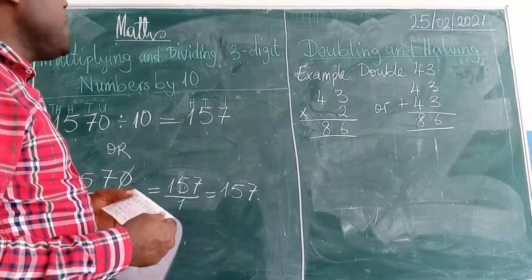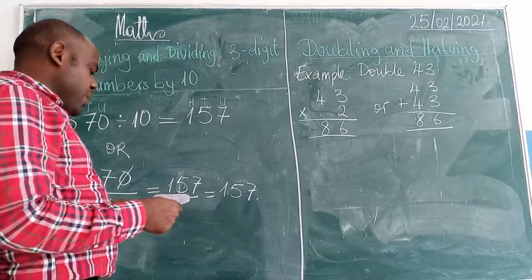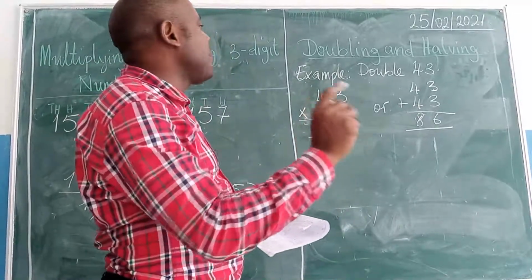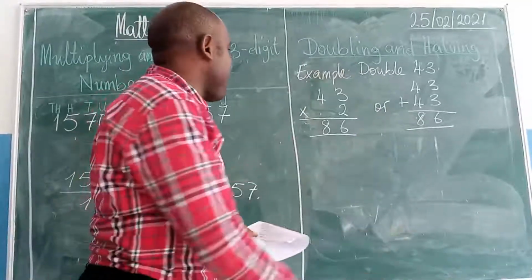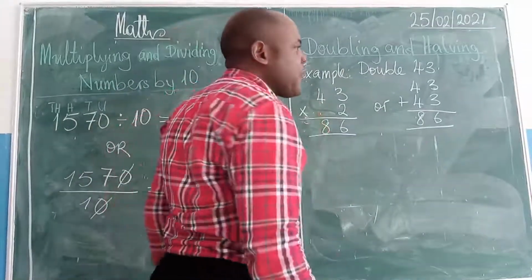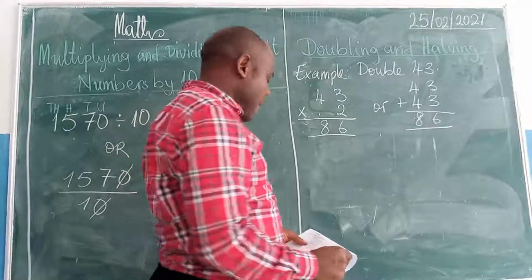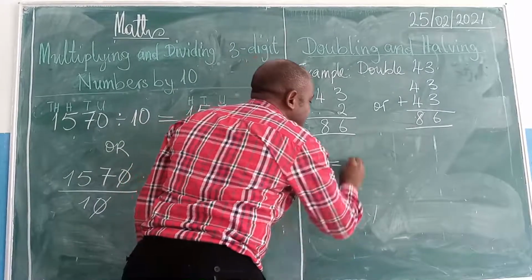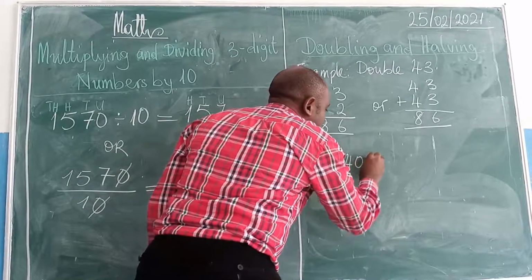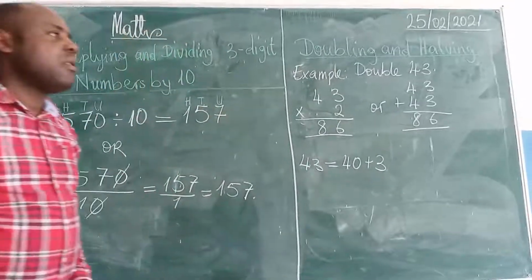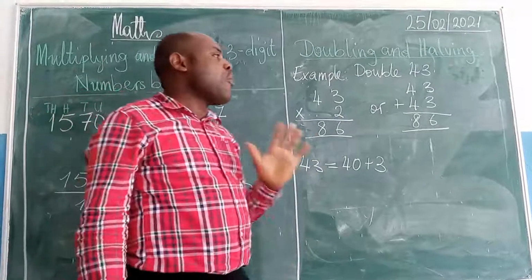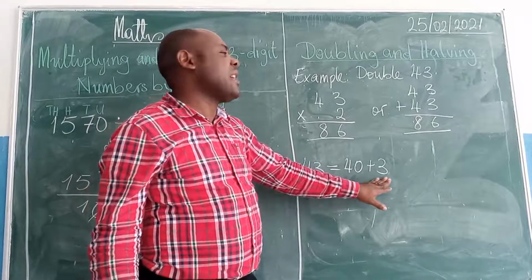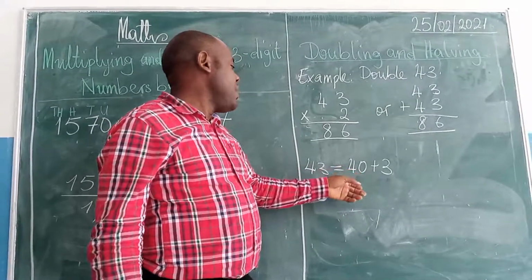Now, when we are doubling the number, we can use another method. We can first of all put the numbers in tens. Take for example, I want to double 43. To make my work easier, 43 is the same thing as 40 plus 3. So I have broken the numbers to make my work easier. 40 here can easily be doubled and 3 here can easily be doubled.